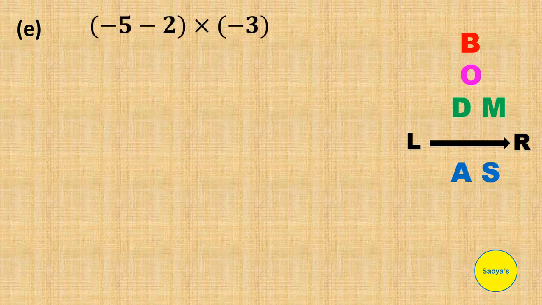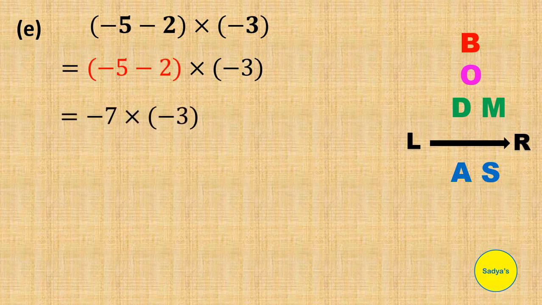Negative 5 minus 2 within the bracket multiplied with negative 3. According to BODMAS, we will first solve the content within the bracket. So negative 5 minus 2 gives us negative 7, and multiplied by negative 3 comes as it is. Now negative 7 multiplied with negative 3 gives us positive 21.